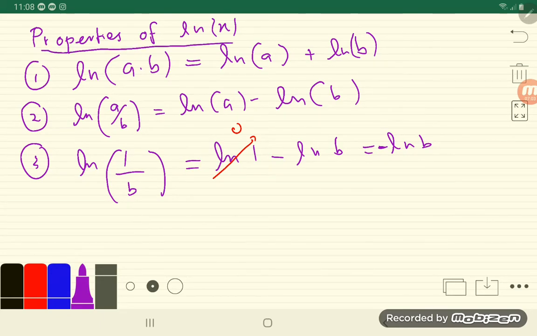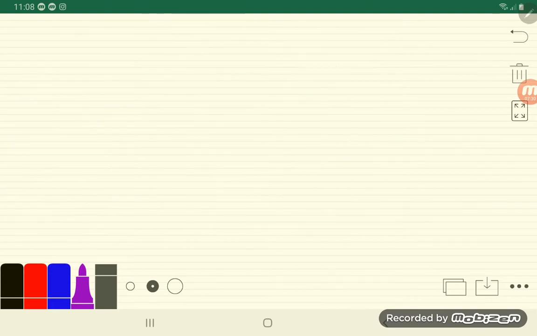And the last one, you are going to deal with ln a to the power of r, where r belongs to the power of a, which you can write as r ln a. So we can use these properties to simplify your equation, and then you can start to differentiate.